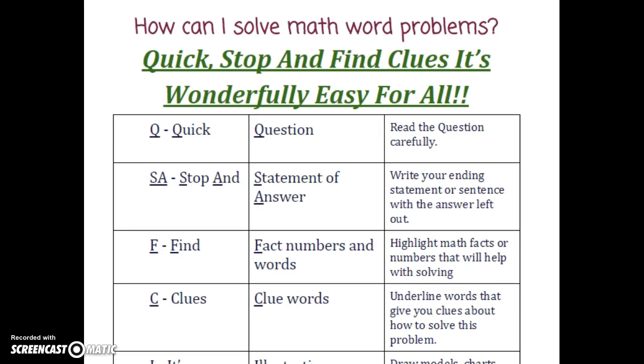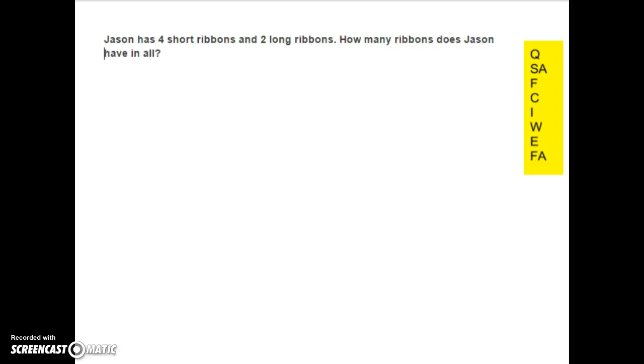If you know the steps that go with this sentence, quick, stop and find clues, it's wonderfully easy for all, then you're ready to attack the problem that you need to solve. Now I'm ready to attack my problem. On the right side of the page, I have listed all the steps to the strategy. Here you can see my shortened version of my notes for tackling the steps. These letters are representing that silly sentence.